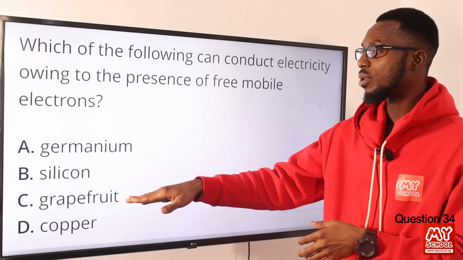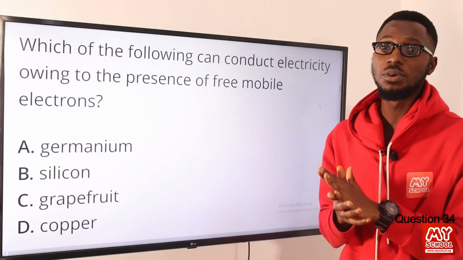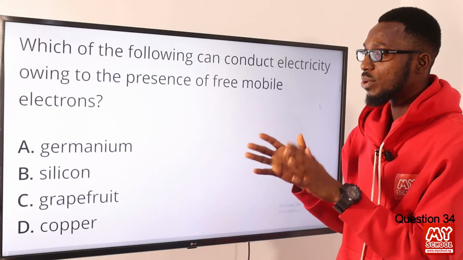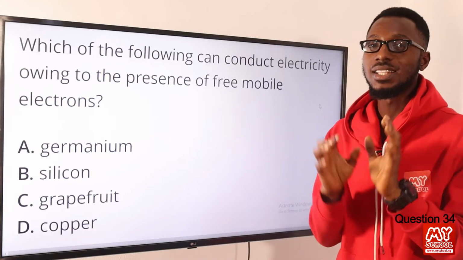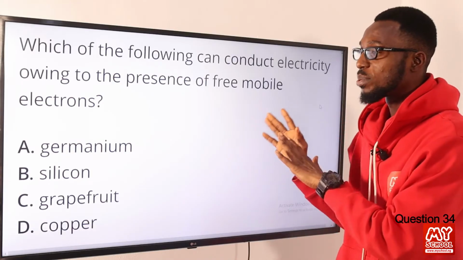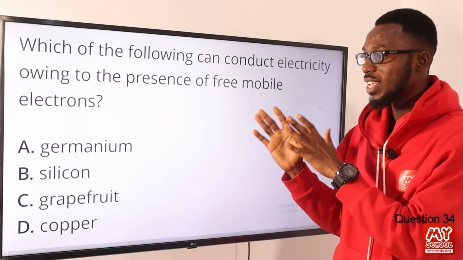So we come to grapefruits. Of course, we know that grapefruit conducts electricity, and that is based on the electrolyte that is present there, that's citric acid. So the correct option for this question is option D, copper.